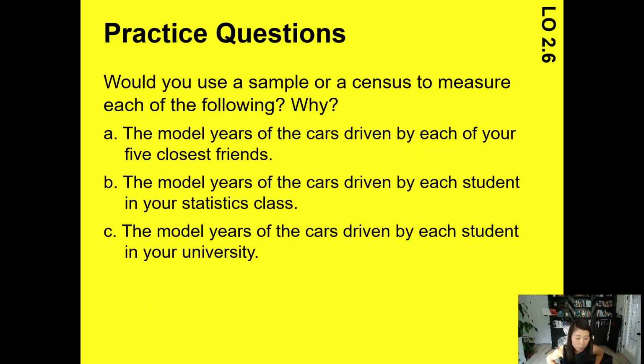Last one, the model years of the cars driven by each student in your university. We have 10,000 students, and if you think it's a good idea to ask everybody, then go ahead and do it. However, common sense says not to ask everybody in our university. Instead, you should sample 30 to 50 students and ask them the model year of the car they drive, because of the larger size of your population. So for C, the best option is to do a sampling instead of a census.